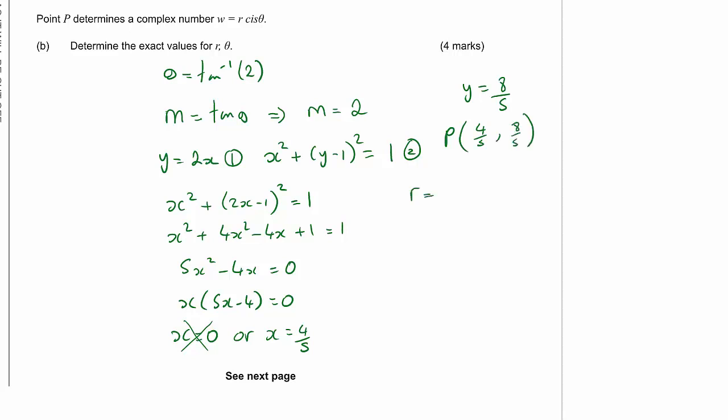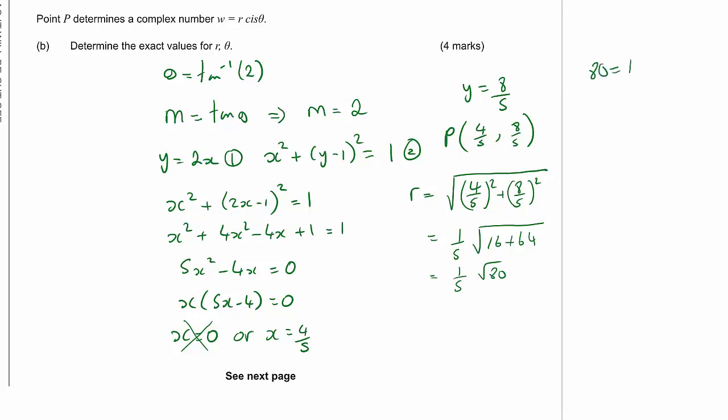So r is going to be the square root of (4/5) squared plus (8/5) squared, which is 1/5 of the square root of 16 add 64, which is 1/5 of root 80. Now 80 is equal to 16 times 5, so that is going to be 4 root 5 over 5.